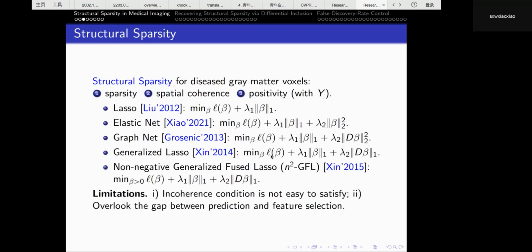Although these methods can perform well, they suffer from the following limitations. The first is that sparse learning methods require the incoherence condition to hold in order to recover the true positives. However, this condition is not easy to satisfy. Secondly, existing methods equalize the disease prediction and the feature selection, which, however, may not be the same, and there is a gap between these two tasks.